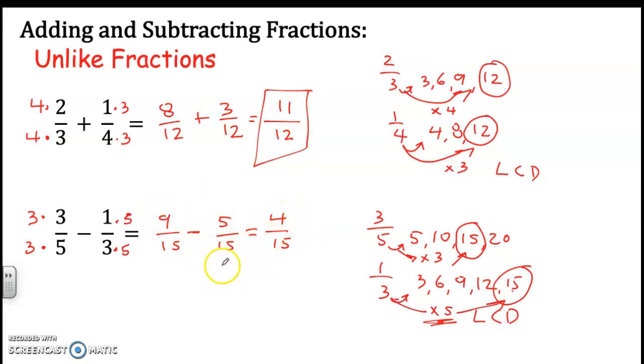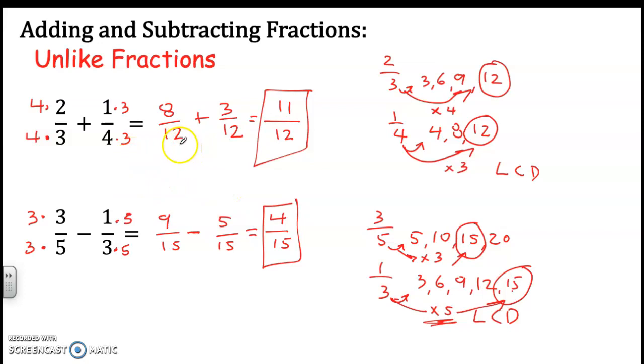Once you have this, check if you can simplify. This is an even number. This is 15, which is 3 times 5. None of them can be simplified. That's your final answer.